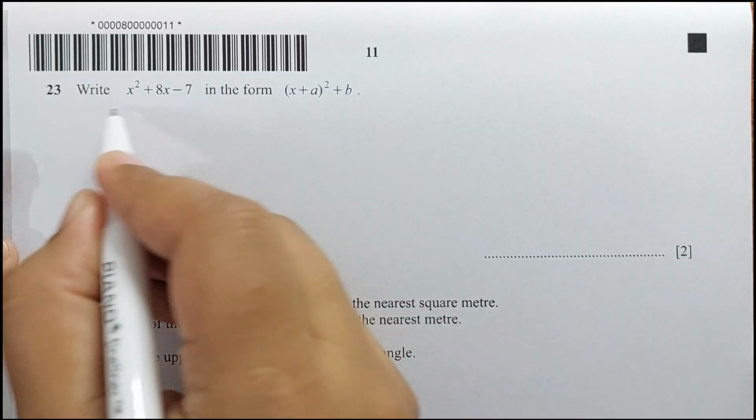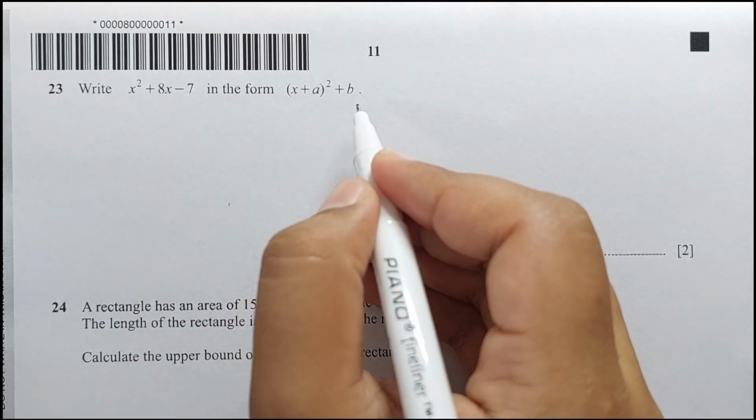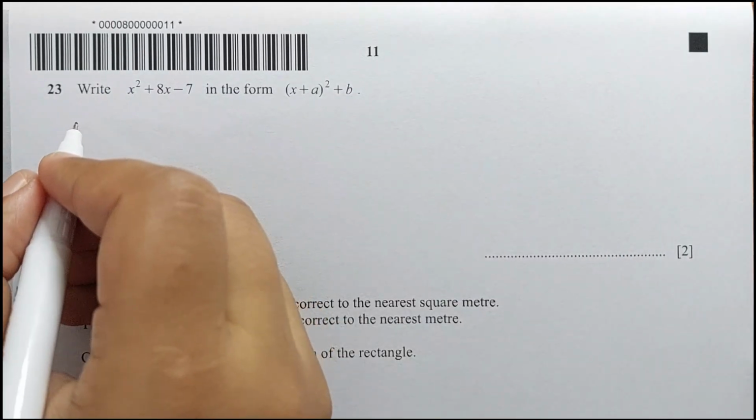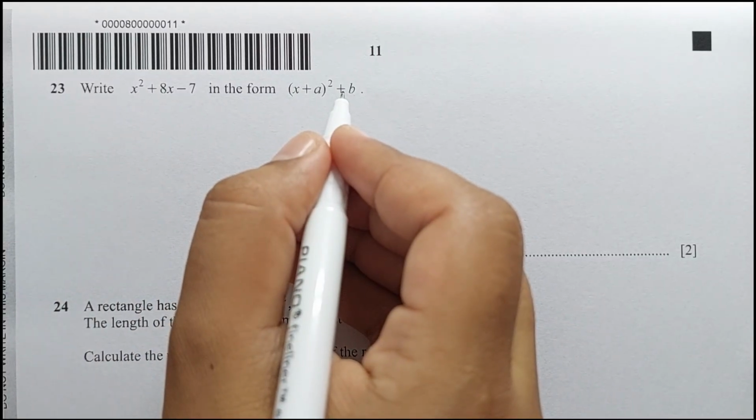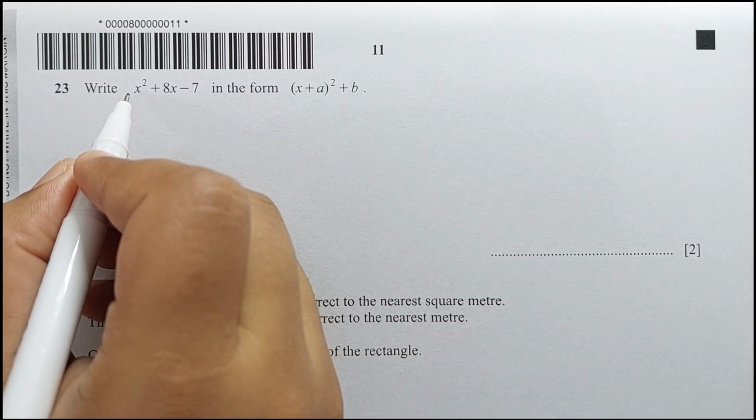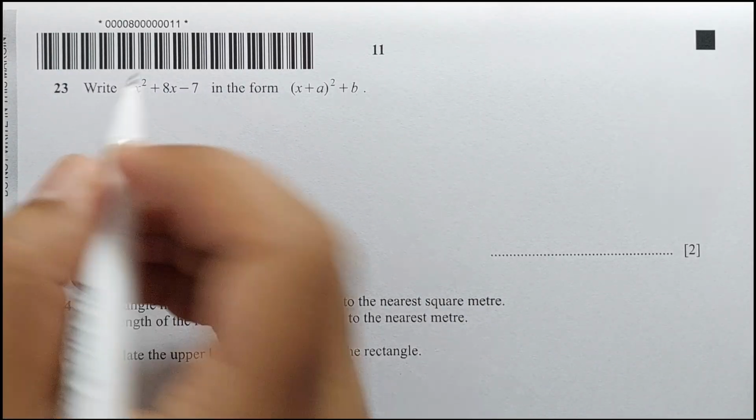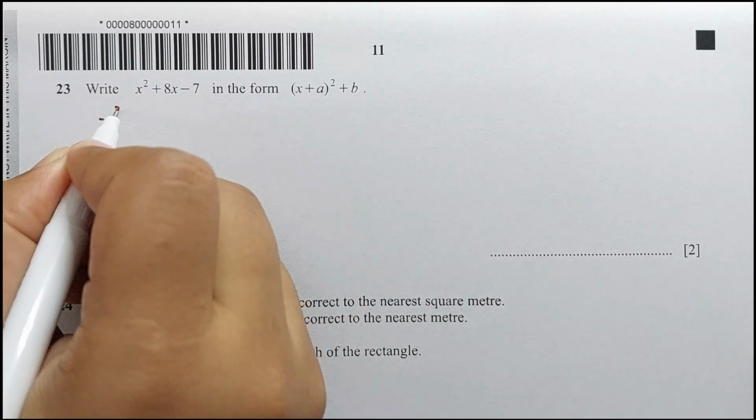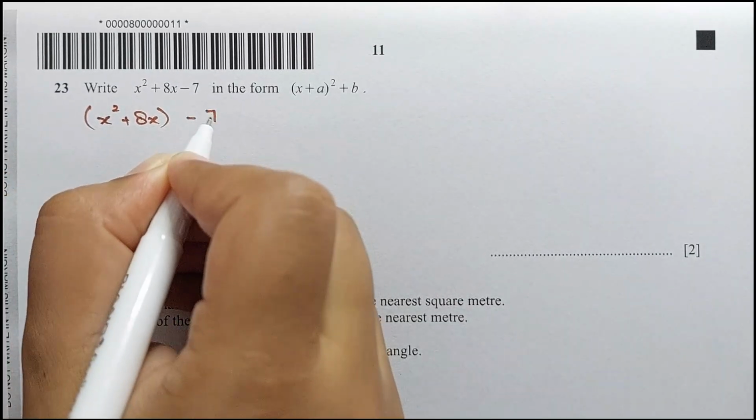Question number 23. Write the standard form of a quadratic in the vertex form. To convert the standard form of a quadratic equation into the vertex form, we have some steps. The first step is to take the coefficient of x squared common from the first and the second term. Here the coefficient of x squared is just 1, so take 1 common from the first term and the second term. The third term is outside.